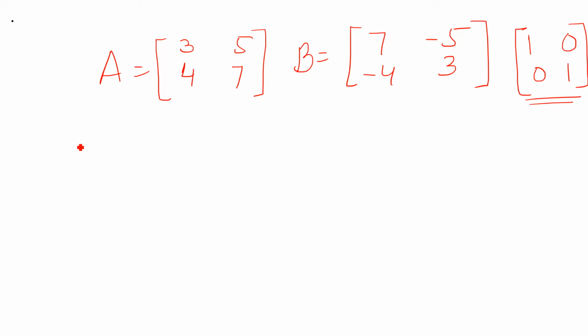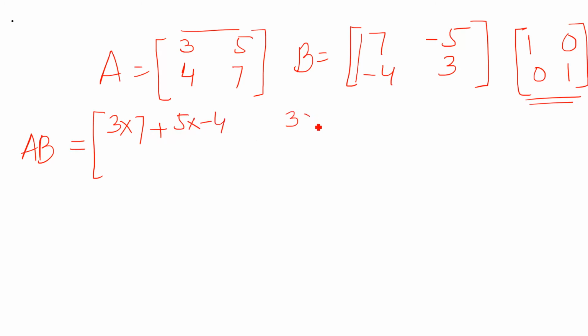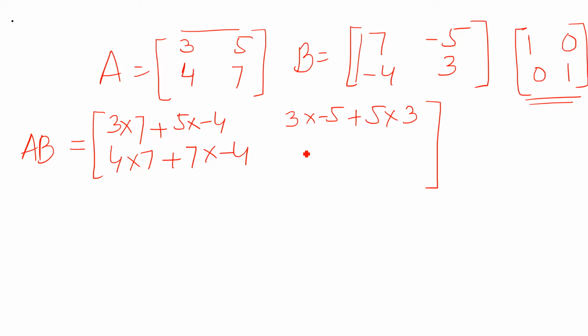So I am going to solve these two matrices, multiply A and B, and see how we will multiply. 3 multiplied by 7. This row you have to multiply with this column, and here you have to use the positive sign. Then 3 multiplied by -5. Here plus 5 multiplied by 3. Then this row with this column, and then the same row with the second column. 4 multiplied by -5 plus 7 multiplied by 3, and we will see this is 21.